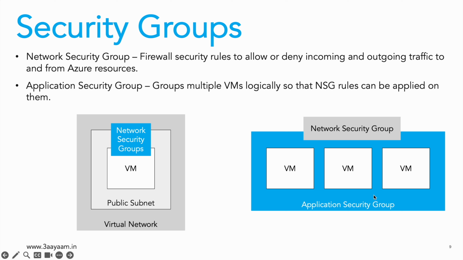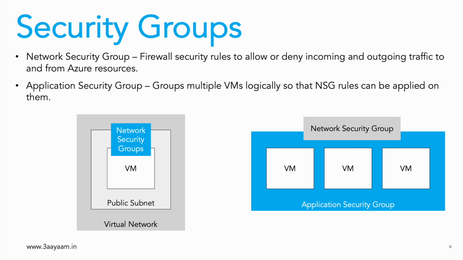If we do not use an application security group and if we attach the NSG to the subnet, all the VMs in that subnet would follow the network filtering rules defined in the NSG. But if you want a different set of rules for a different set of VMs, then you can use an application security group. First, let us go ahead and create a network security group and attach it to a subnet.